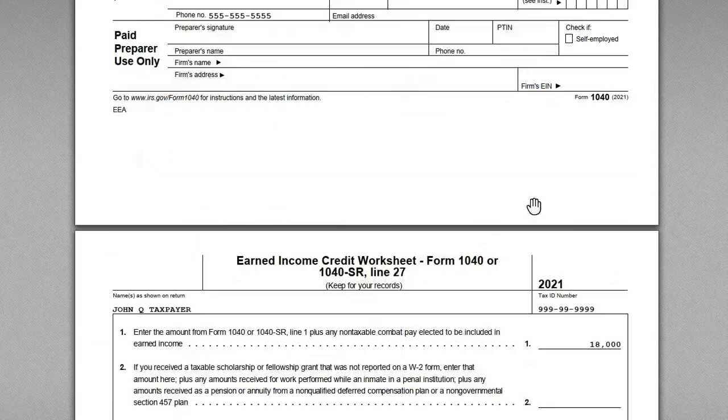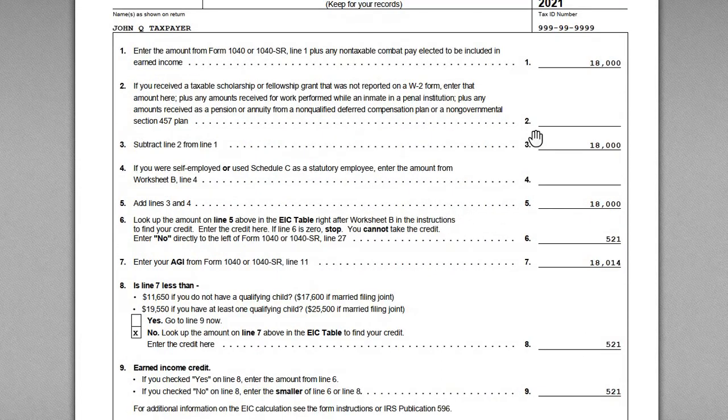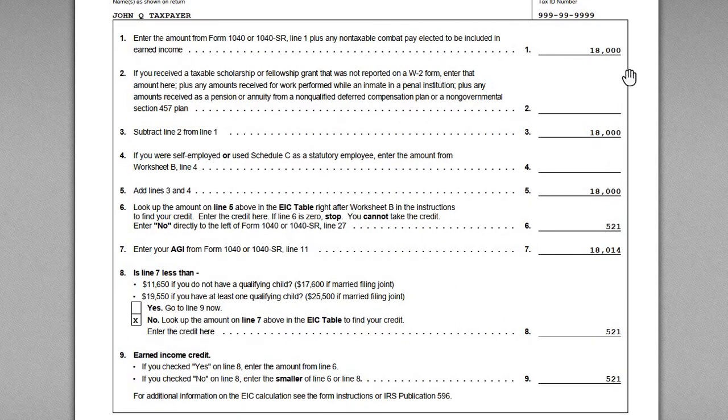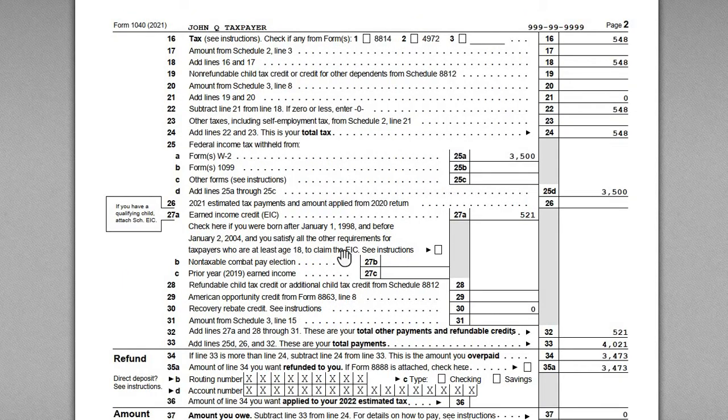So if we look at John's 1040 here, and we look at the earned income credit worksheet, we can see how the computed credit is calculated here. So he's got his wages up here as the amount of earned income. And then based on this amount of earned income, if we look at the earned income credit tables, the amount of credit he's eligible for is $521. Okay, so the $521 is then reported on page 2 of the Form 1040, line 27A. Okay, so there's his EITC for federal tax purposes.